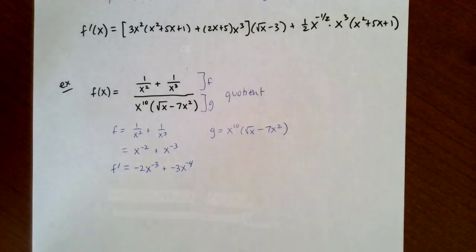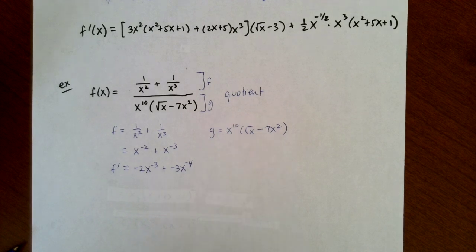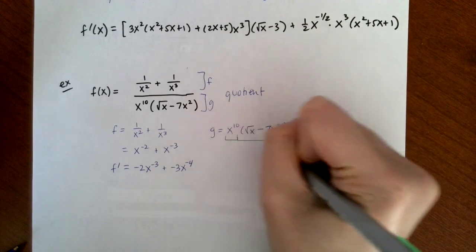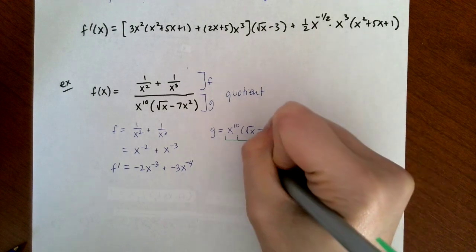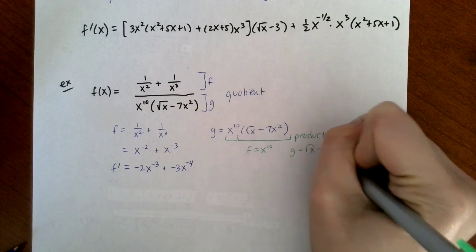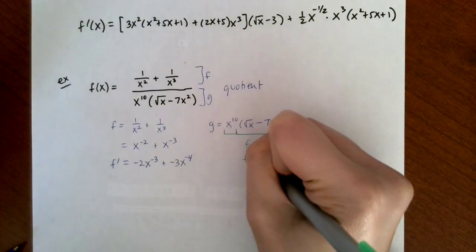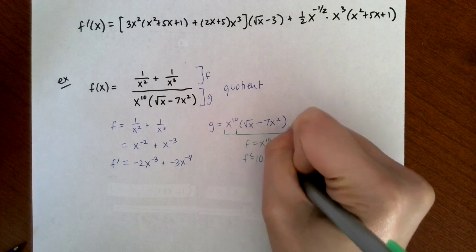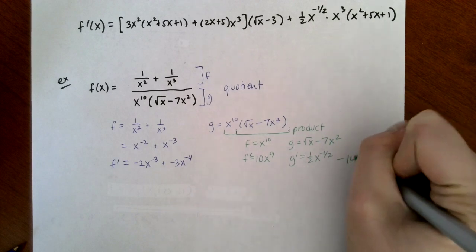Now I need g prime. And when I look over here, I say, oh, look, this is multiplication, right? So I have x to the 10th times root x minus 7x squared. To compute this derivative, I'm going to use the product rule. So for this product rule, we'll have x to the 10 as the f, root x minus 7x squared as the g. Each of these I can differentiate with normal, memorized power rule stuff. So f prime is 10x to the 9, g prime is 1/2 x to the negative 1/2 minus 14x.